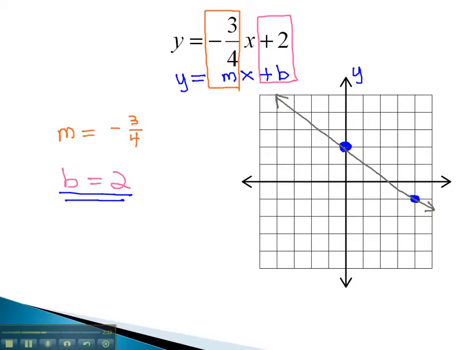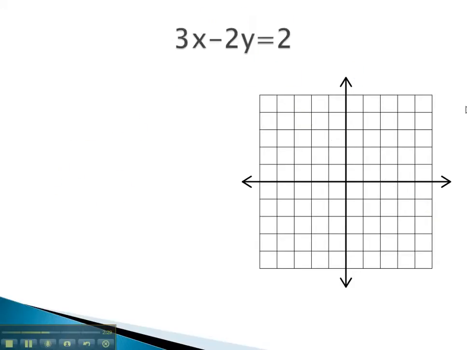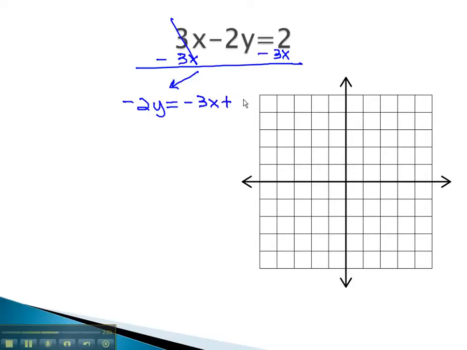As we attempt to work through this process, the equation won't always be set up in y equals mx plus b, or slope-intercept form. In this case, we will have to solve for y in order to first identify the key information. We will do this by subtracting 3x from both sides. As we do, we have negative 2y equals, remember, on the right side, these are not like terms, so they cannot be combined, negative 3x plus 2.